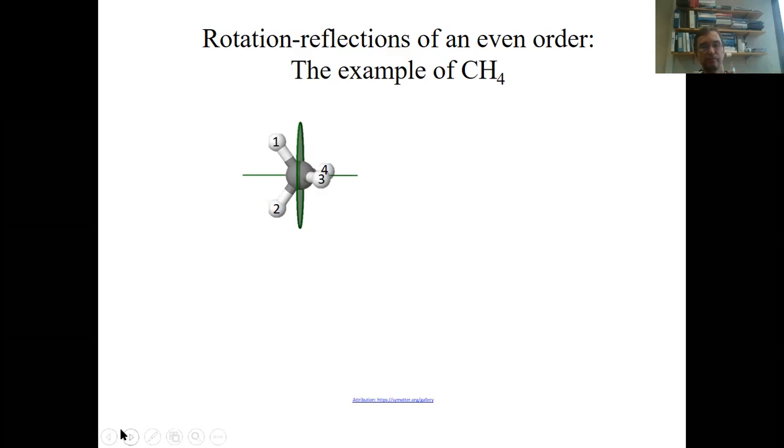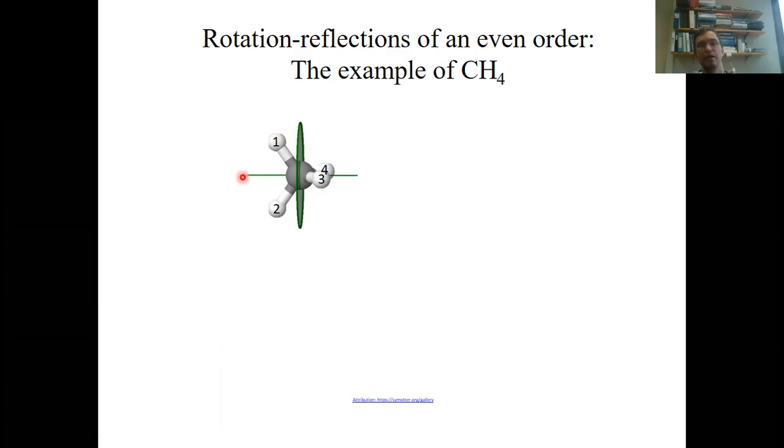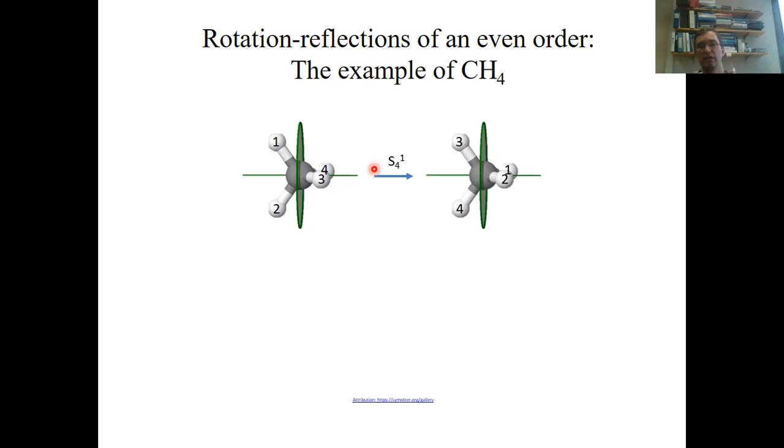So a molecule that has an S4 rotational reflection is the methane molecule. We saw that before. And you see here one improper rotational axis that actually bisects the two carbon-hydrogen bond angles. So now let us show that when we rotate-reflect 4 times, we produce the identity. Let us do this 1 time, then we carry out an S4^1 symmetry operation. We have to rotate counterclockwise by 90 degrees and then reflect.